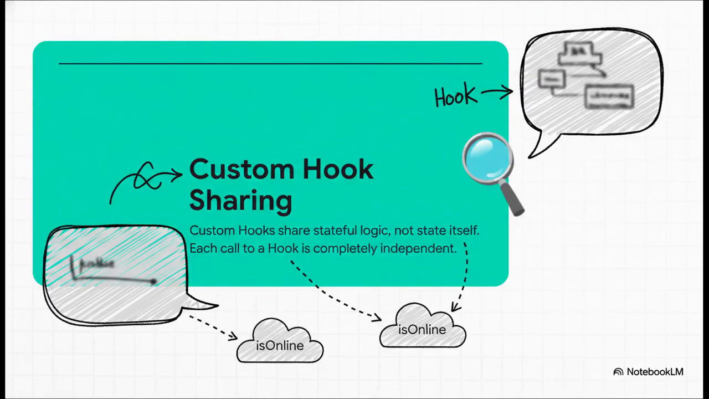Now this next point is maybe the most important thing to understand. When both of our components call that new useOnlineStatus hook, are they sharing one single isOnline variable? No, absolutely not. Each call to a hook is completely independent. They are sharing the stateful logic, the recipe, but not the state itself. Each component gets its own fresh, independent piece of state to work with.